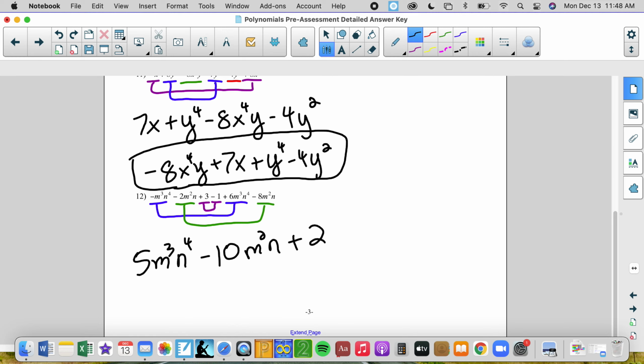Now let's see if they're in standard form. My first variable is m. My first variable is m. So those are tied, so now I have to go to the exponent. M to the third is going to come before m to the second. So this is in standard form. This would be my answer at the end.